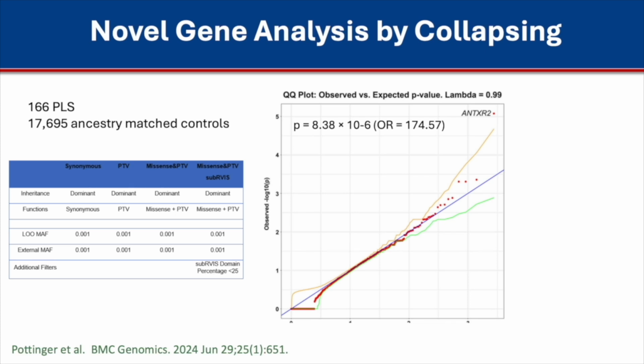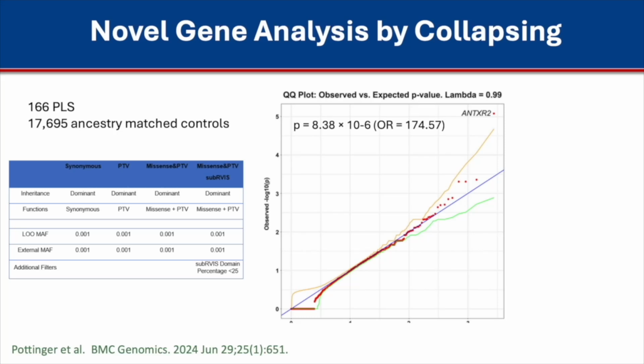And you'll appreciate that in the very far upper right-hand corner, trending well away from the line of equipoise, is the gene ANTXR2, or the anthrax receptor number 2. Genome-wide significant, exome-wide, or experiment-wide significant by our metrics, with an odds ratio of 174, which is quite surprising.